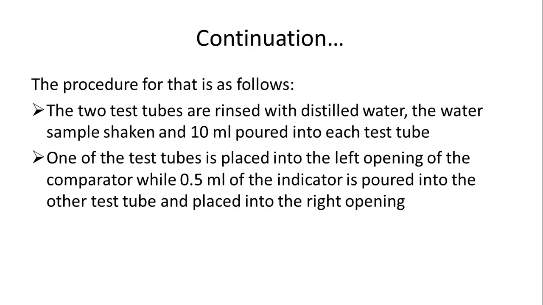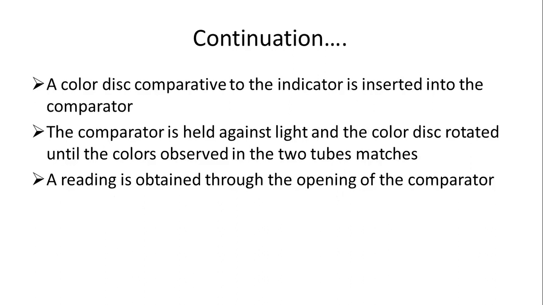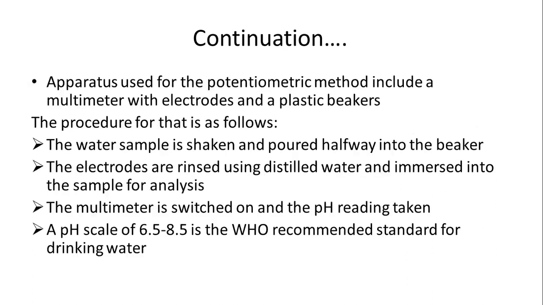So for this test, different color discs are available depending on the indicator you're going to use. If you're using phenolphthalein, there's a color disc range for that. And then after putting the tubes into the comparator, you're going to insert the color disc into the comparator. And then as with the test for color before, you're going to hold the comparator up against light and rotate it until the color as viewed through the opening of the comparator of the two tubes is similar, and then you're going to take your reading. And then a pH scale of 6.5 to 8.5 is the WHO recommended standard for drinking water.